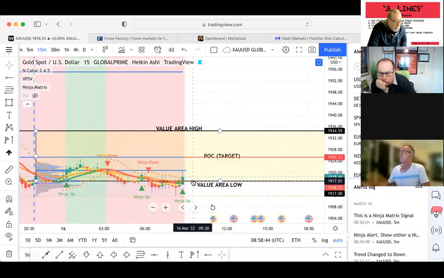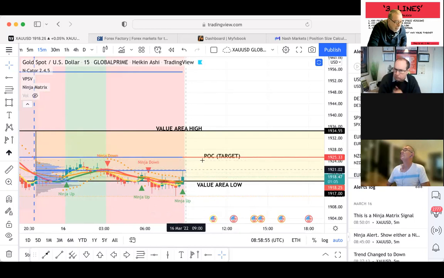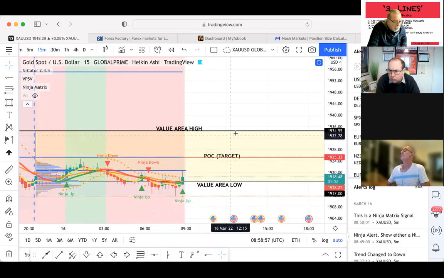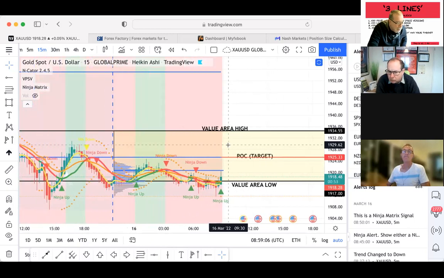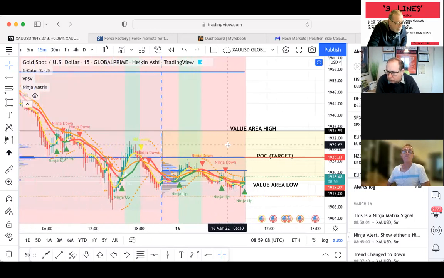So we've got this as a potential target. This would have been, if we got in a bit earlier, a potential target. This is our next potential target once it breaks through that line. And then there's a potential third target, which is the value area high, or somewhere in between this target and the value area high. Now let's have a look and see where else it might pause.